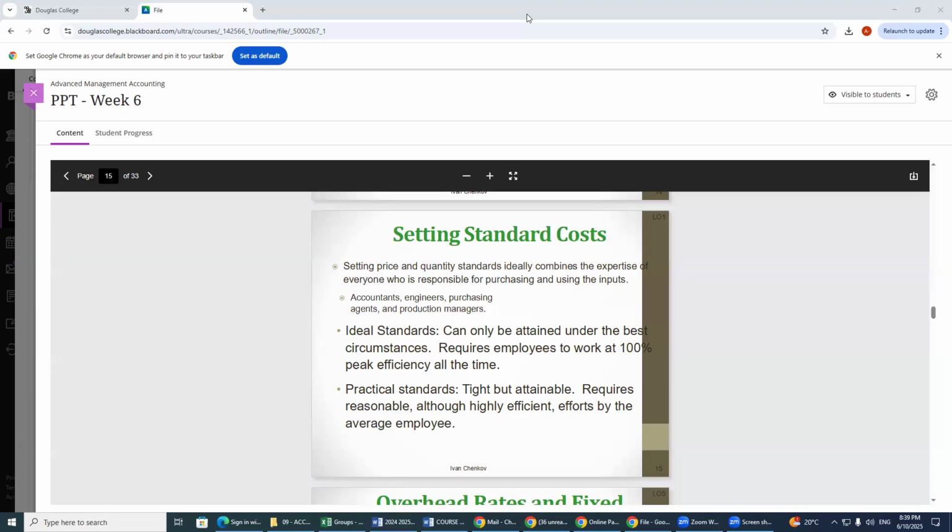But what you can do is, instead of expecting ideal standards, you can go with the practical standards. Practical standard will be the tight standard, but attainable standard, which means that's going to include reasonable but highly efficient effort by the average employee. Now, the key point here is the word average. Now, the question is, what is average employee? What is average employee today? And what will be the average employee tomorrow?